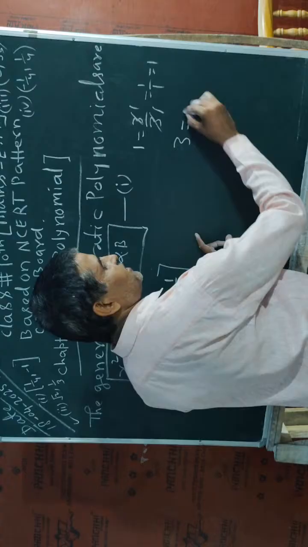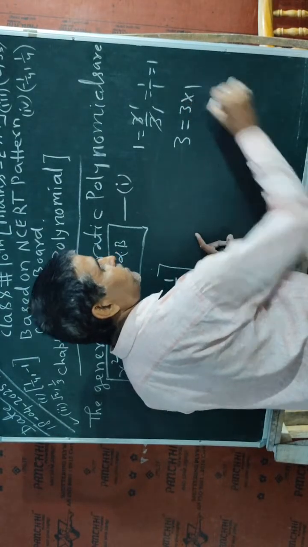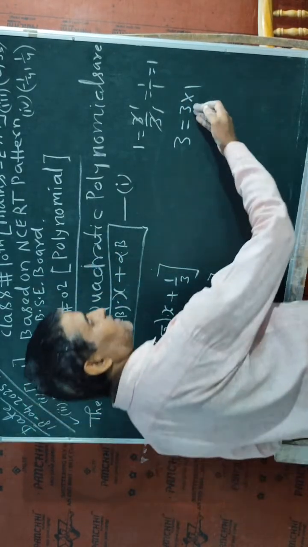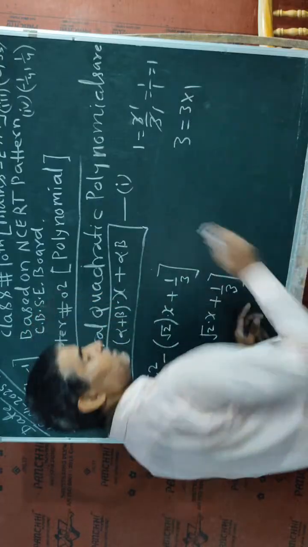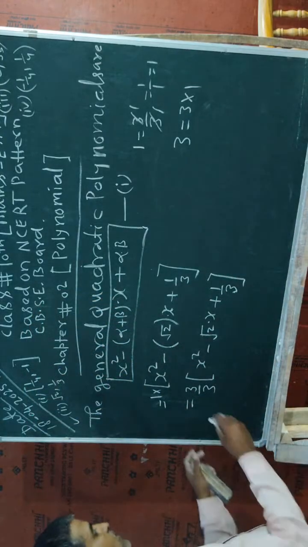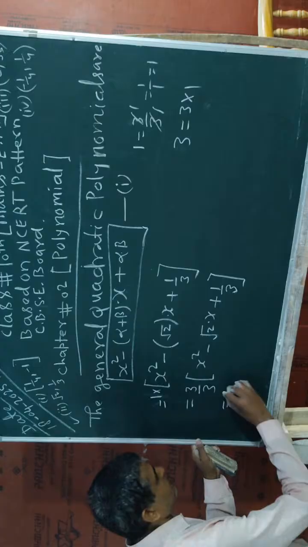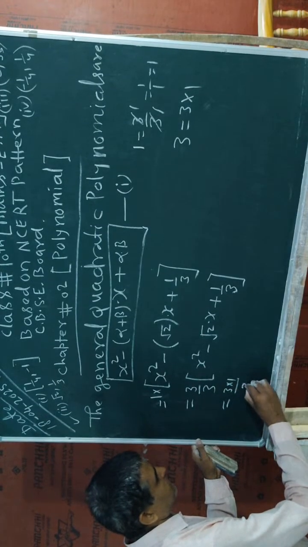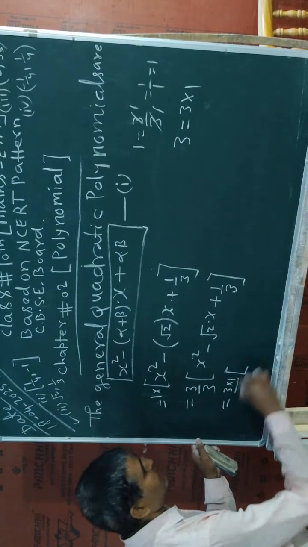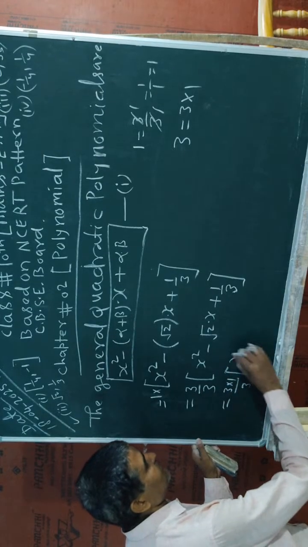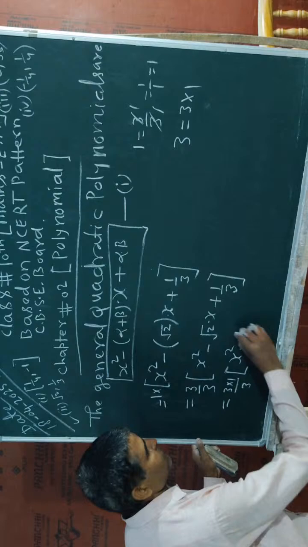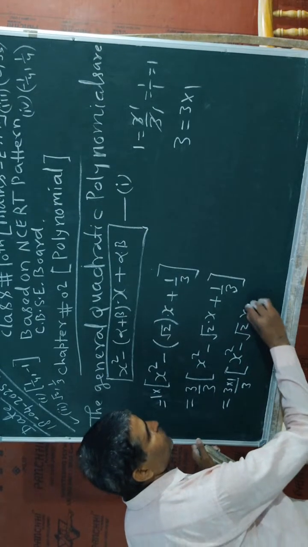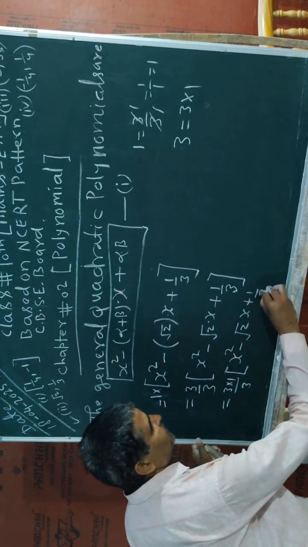Okay student, now further I am going to write something in the place of 3. In the place of 3 I can write 3 into 1, because if I multiply 3 into 1, it will become the same number. So here I am going to write 3 into 1, and 3 is available in the denominator, so I will write 3 in the denominator. Here x square minus root 2 into x plus 1 divided by 3.